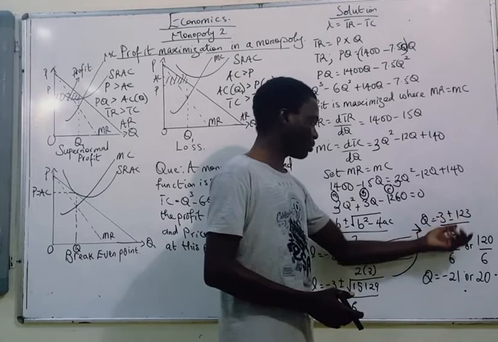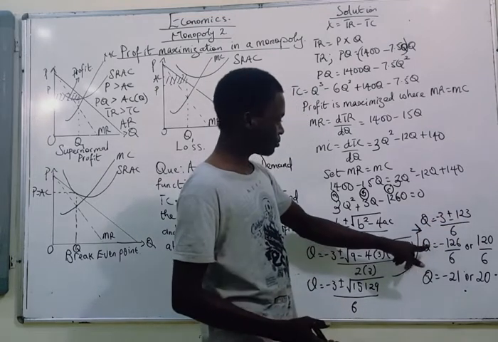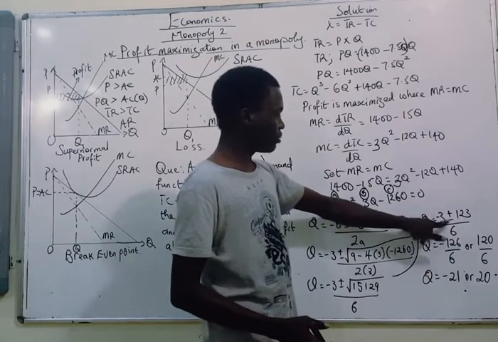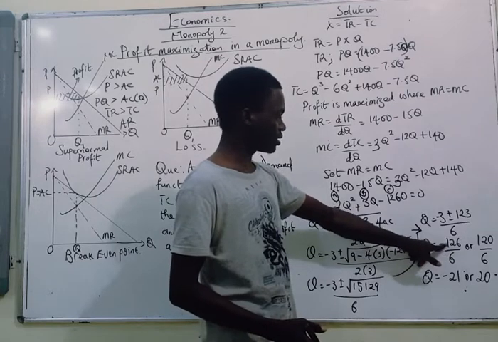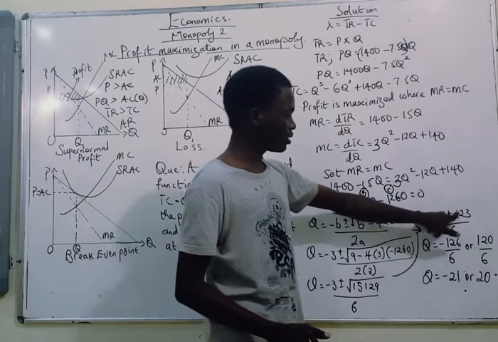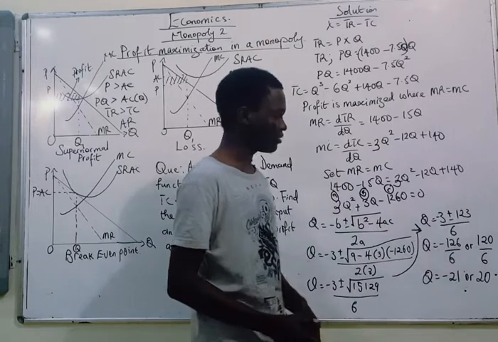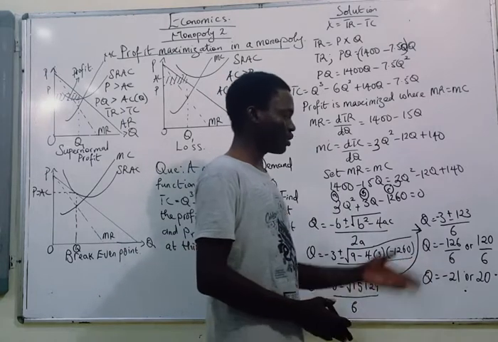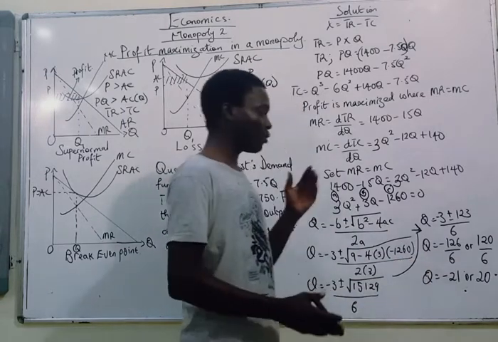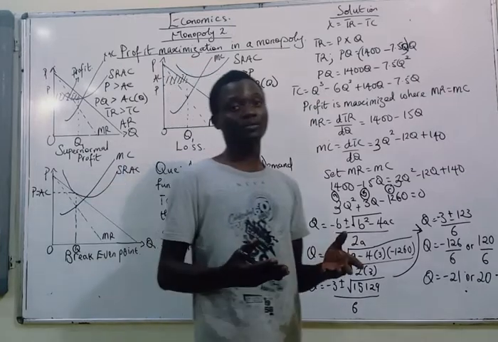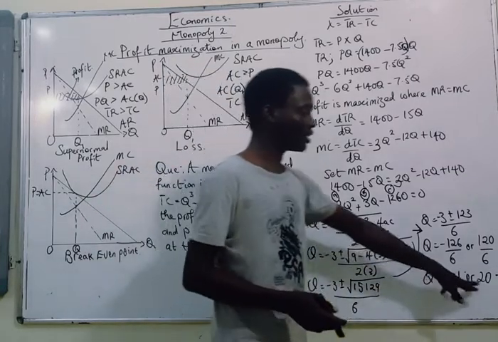Now because we have plus or minus here, Q equals minus 3 minus 1 to 3, which is minus 1 to 6, or minus 3 plus 1 to 3, which is 120, then both of them divided by 6. So Q equals minus 21 or Q equals 20. Now, our quantity produced cannot be negative, so we choose Q equals 20.